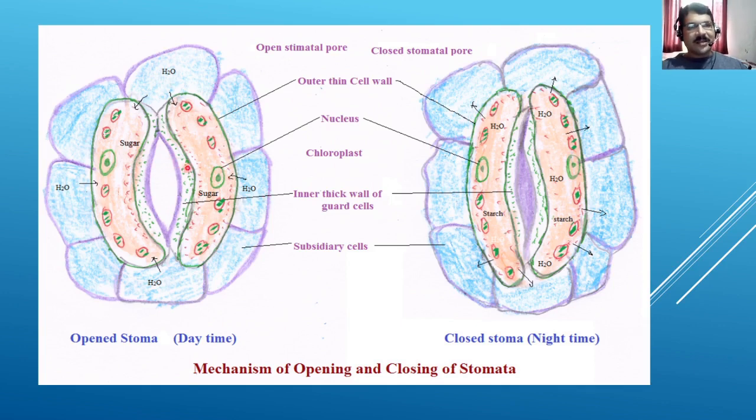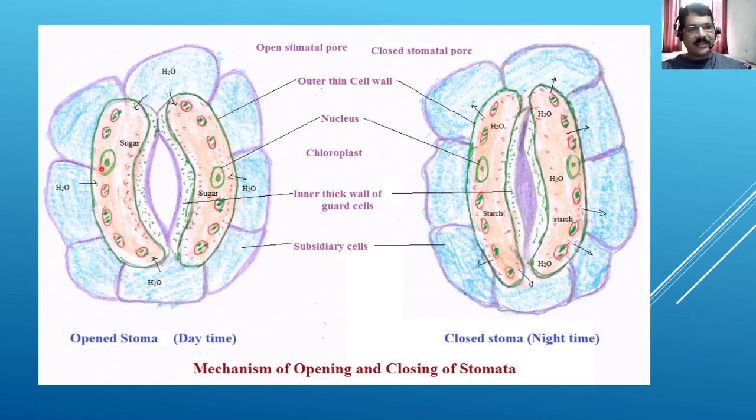So that's how endosmosis will take place. Water from these mesophyll cells or surrounding subsidiary cells will enter into these guard cells. You can see here, these are the cells from which this arrow is showing that H2O is entering into the guard cell. Here also you can see H2O from the surrounding cells entering into these guard cells. Due to the excess entry of water into the guard cells, these guard cells become turgid.